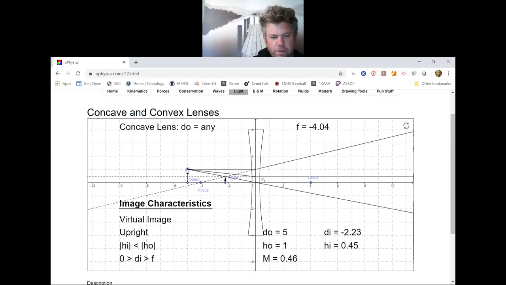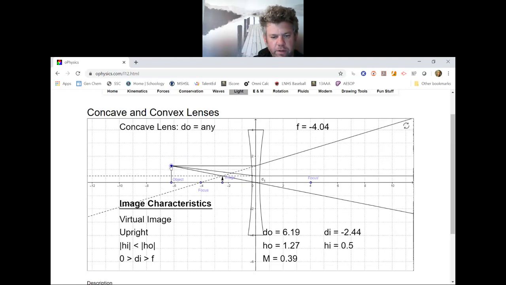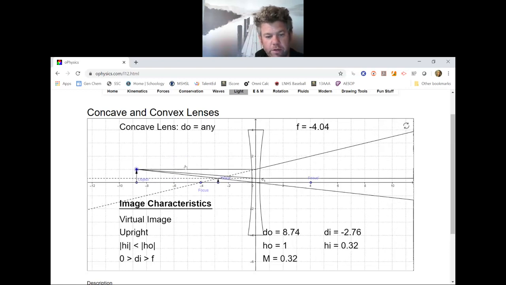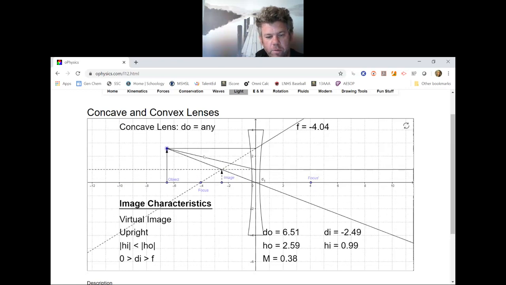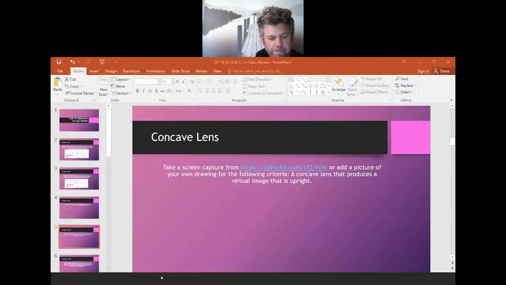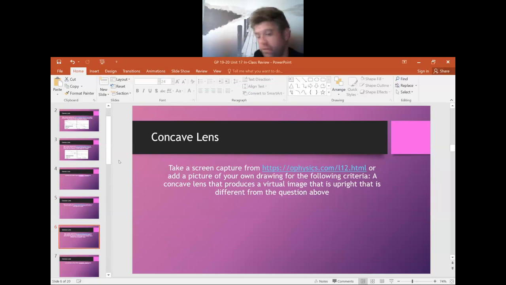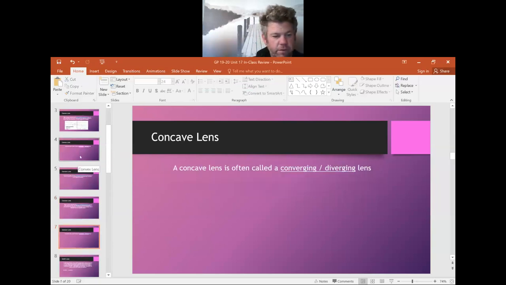Okay, so I can take that object and I can move that any way, shape, or form, and that's going to be my picture that I need to have. I can go outside the focus, I can go inside the focus, anywhere along that object movement, we're going to see an image that is upright and also virtual. Okay, different one, just slide it, move it differently. Okay, not too bad, hopefully. All right.